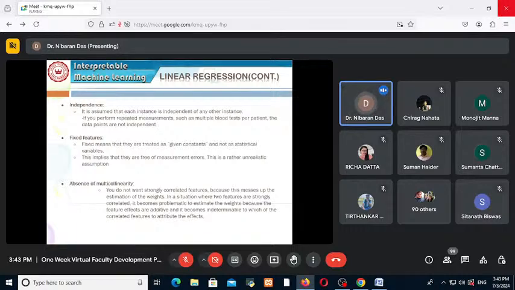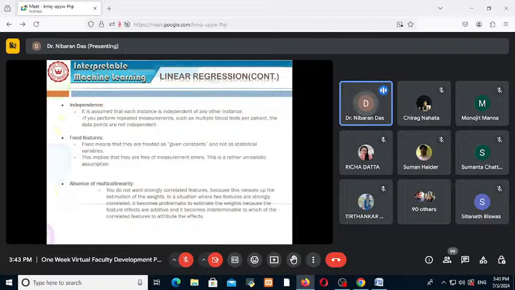And independence: it is assumed that each instance is independent of any other instances. If you perform repeated measurements, such as multiple blood tests per patient, the data points are not independent. Now, fixed features. Fixed means that they are treated as given constants and not as statistical variables. This implies that they are free of measurement error. This is a rather unrealistic assumption.